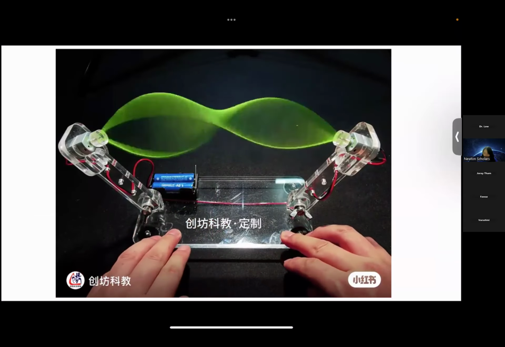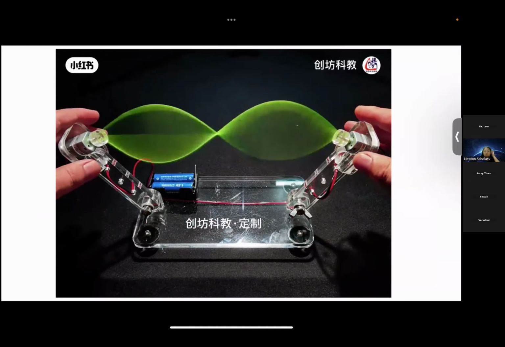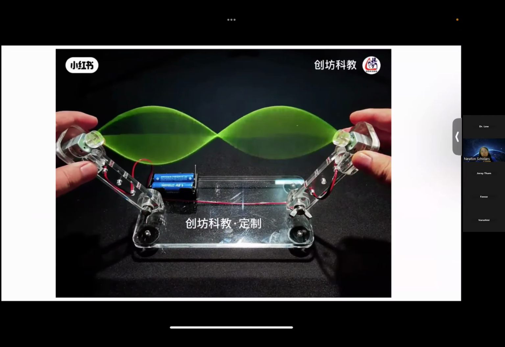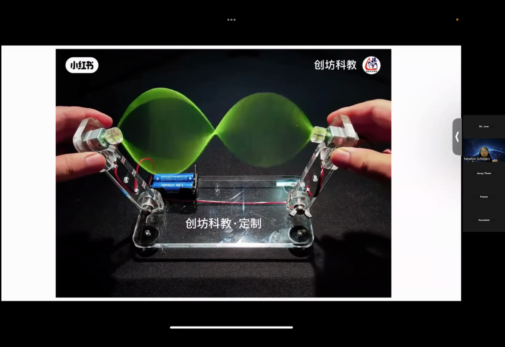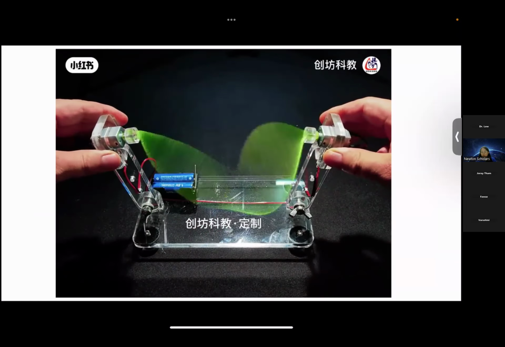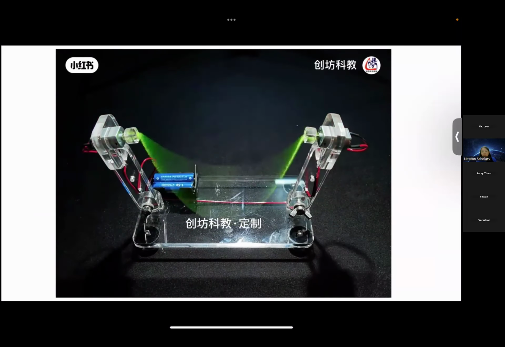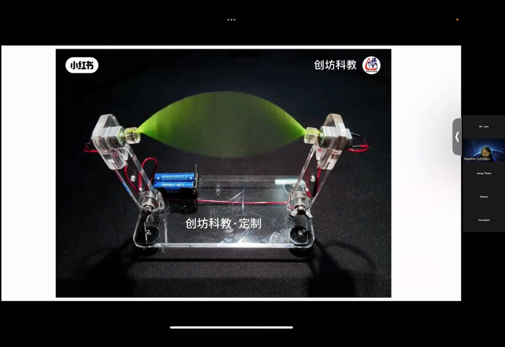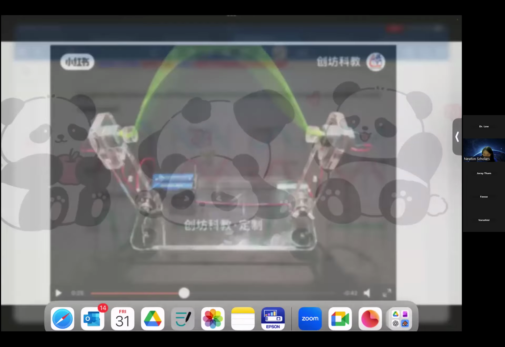We can produce a standing wave by using a string. You can adjust either the frequency or the force of the string, pulling or stretching the string. You can adjust and produce different harmonics of the standing wave. This one is for later. Here we come back to our lesson.